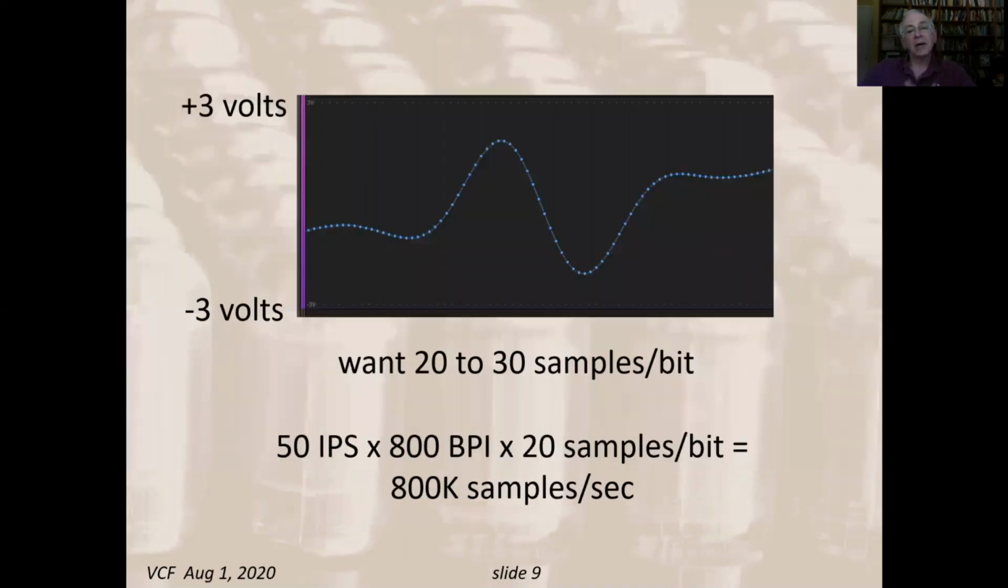Well, we'd like to get about 20 to 30 samples per bit to give our software algorithms the maximum amount of flexibility. If you're running the tape past the head at 50 inches per second, and it's an 800 BPI tape, and you want 20 samples per bit, that works out to about 800,000 samples per second. That's loafing along for the Saleae analyzer, so no problem at all reading that data.